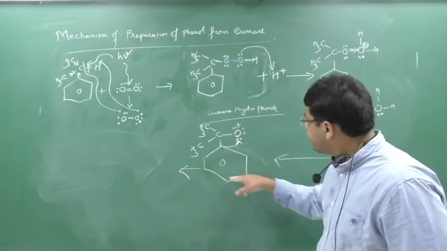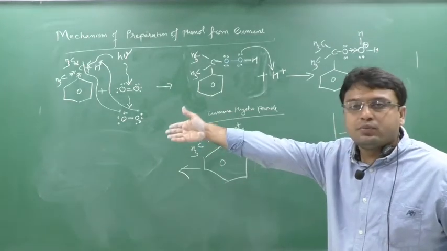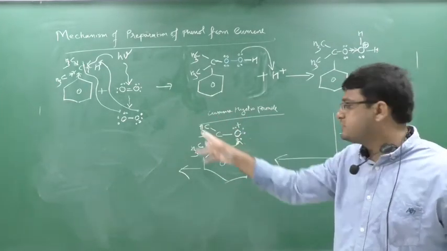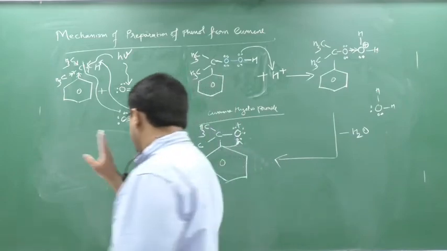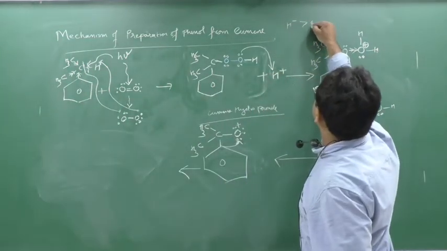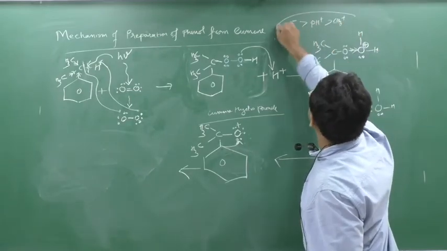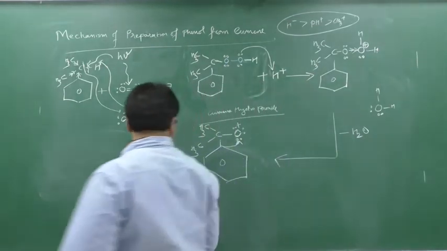Or phenyl cation is more reactive than the methyl cation. That's why phenyl is more reactive to shift than the methyl. That's why phenyl will shift. Clear? According to the series. Understand and remember this series: H minus, then phenyl cation, then methyl cation. So this is the important series for the shifting. Clear? So now what change will occur?